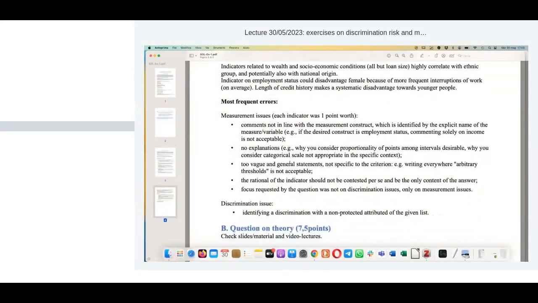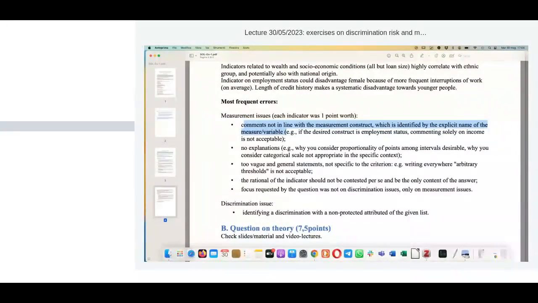Let's comment quickly on what were the most frequent errors in this exam. Comments that were not in line with the name of the variable. As I said to your colleague, in this exam you just have the name of the variable. You should stick to the name of the variable. Whatever you write that goes much beyond the name of the variable is difficult to accept.